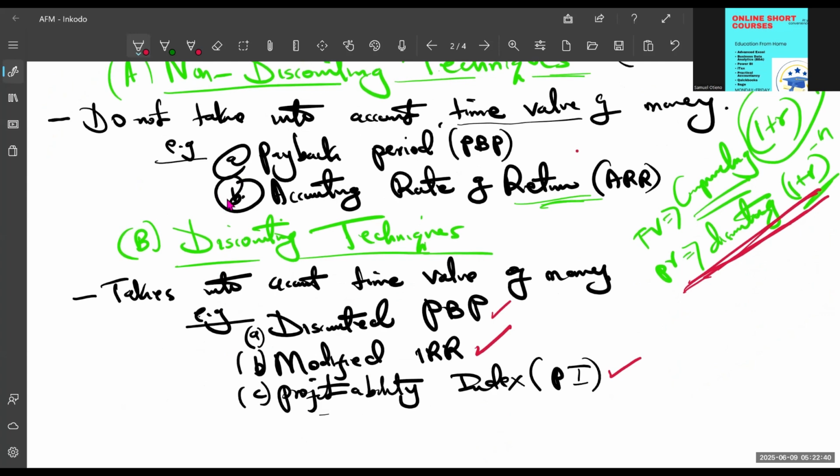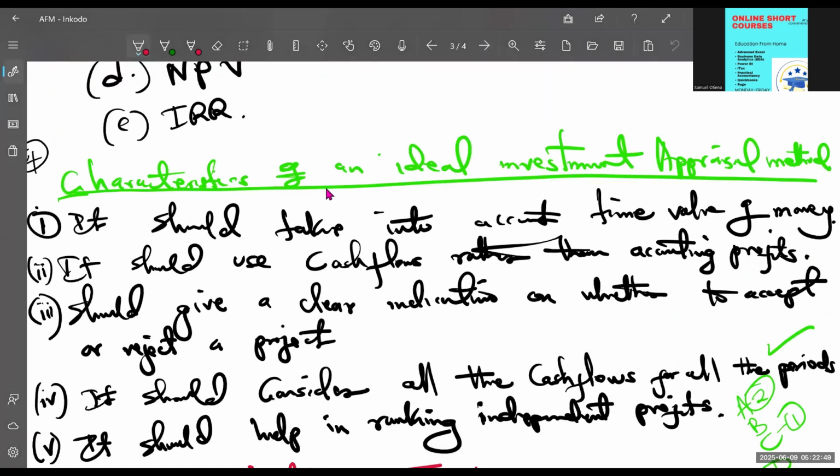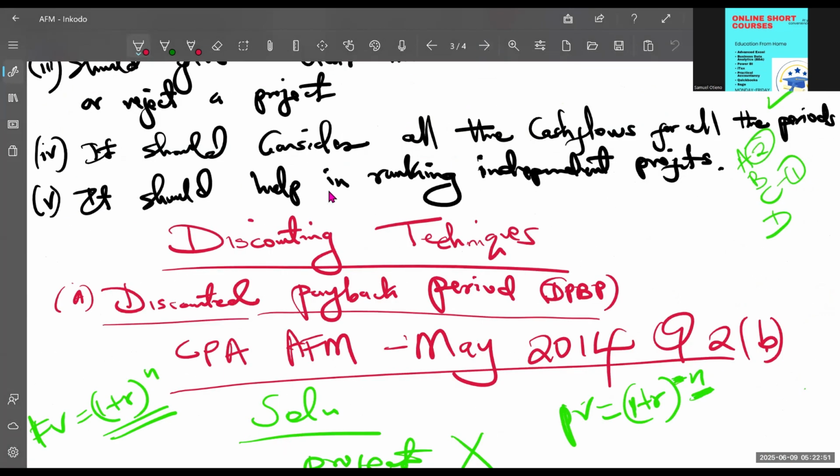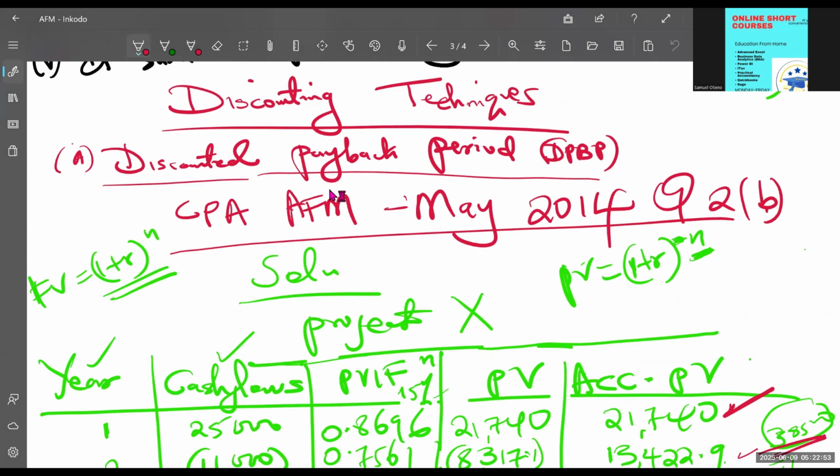So we started from the first method of discounting techniques, and that is discounted payback period. And we started doing a computation to help us understand it better. So in the computation, we already did the first part of it. And in that computation, we were using an example of a question under Advanced Financial Management in the CPA course, which was a sitting of May 2014, question number 2B.